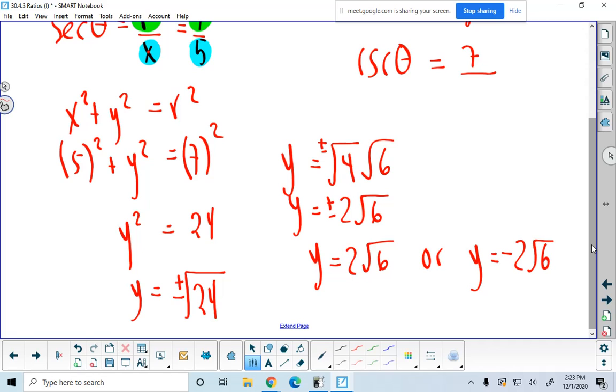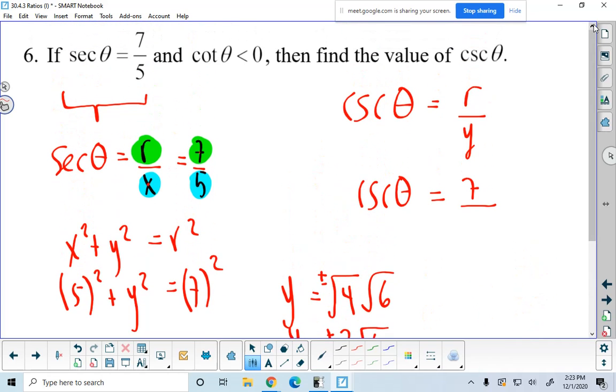Which is it? Sometimes, and you've heard me say this before, there is stuff in a question that is just my parsley on the fish. It doesn't do a thing for the recipe. It doesn't change anything. But sometimes hidden in that detail is important information. Cotangent is negative. Okay, wait a minute. Cotangent is negative. Cotangent is x over y.